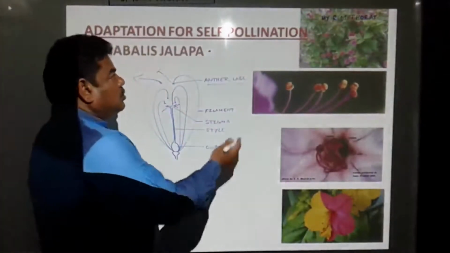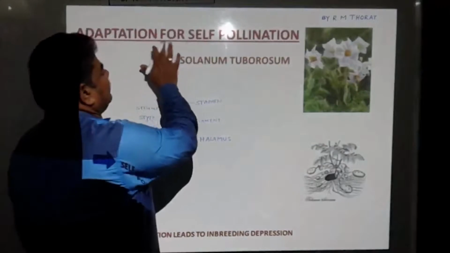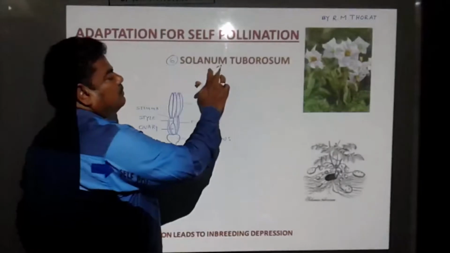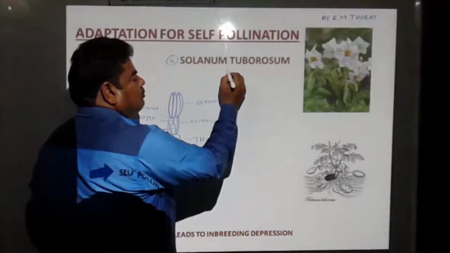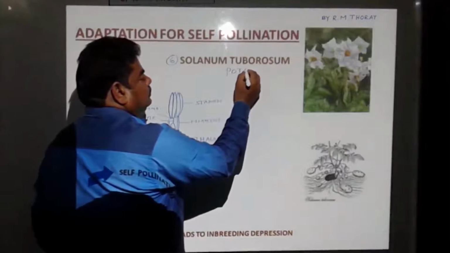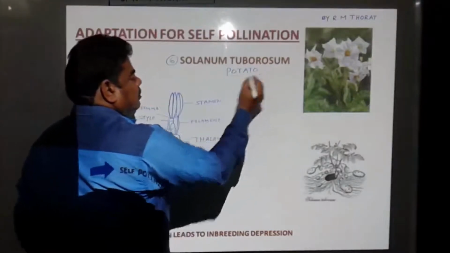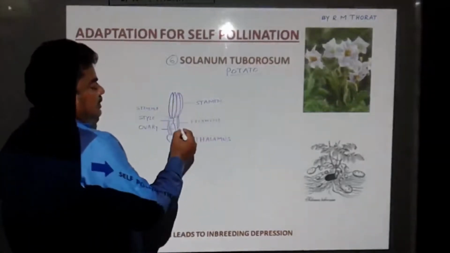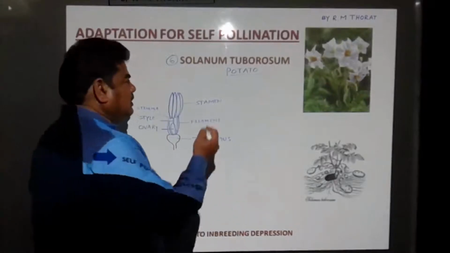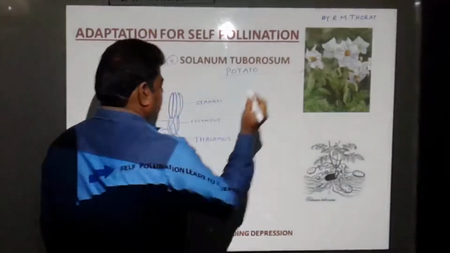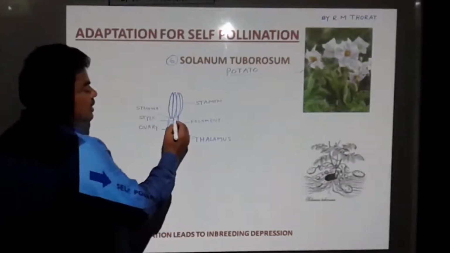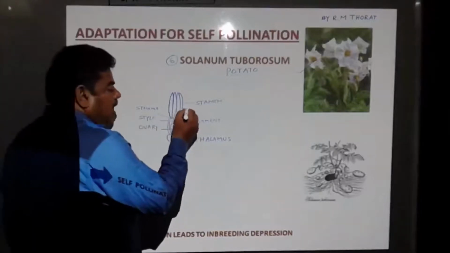These flowers show such type of adaptation. Now the sixth type of adaptation for self pollination, we will see in case of this example known as Solanum tuberosum, the potato. In case of potato, these are the stamens, consisting of the filament, that is the male reproductive organ. And here the female reproductive organ consists of ovary, style and stigma. Here the style is short.